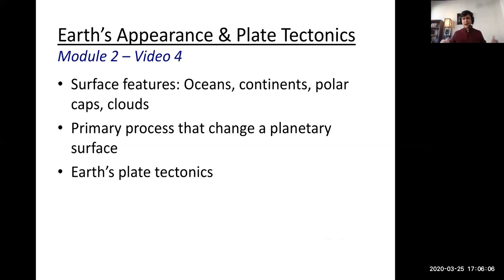And if you're looking from outer space, you are going to see that there are lots of clouds in our atmosphere. Something that when we talk about Jupiter and Saturn, we pretty much only see the clouds.